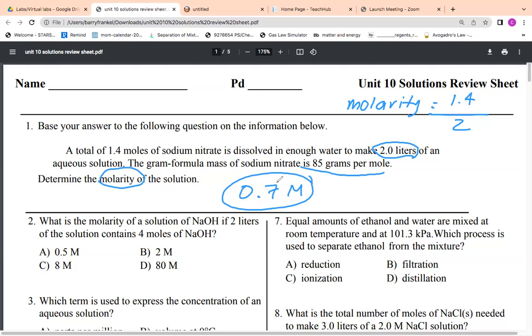Number 2, another molarity question where we're using that same formula from table T. What is the molarity of a solution of NaOH if 2 liters of the solution contains 4 moles? So it's always moles over the liters of solution. And that just comes out to 2 molar. So a 2 molar solution, so choice B.